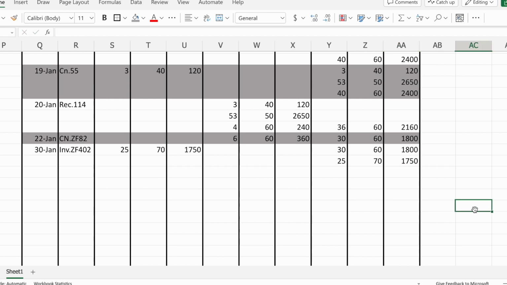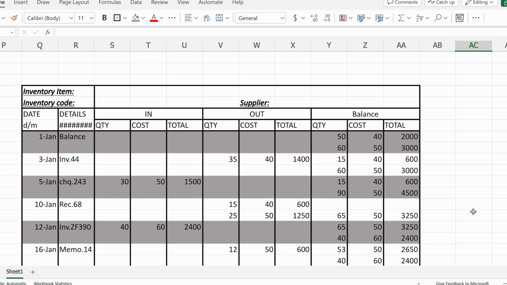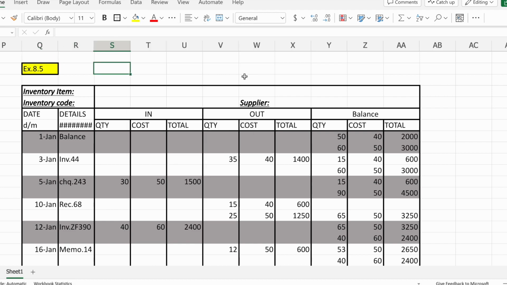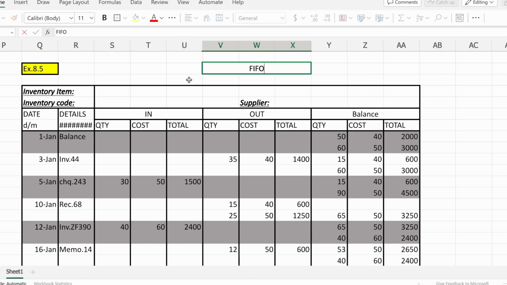So here is our new inventory card from exercise 8.5, right? We have exercise 8.5, and in this case we used FIFO, not identified cost, but FIFO.